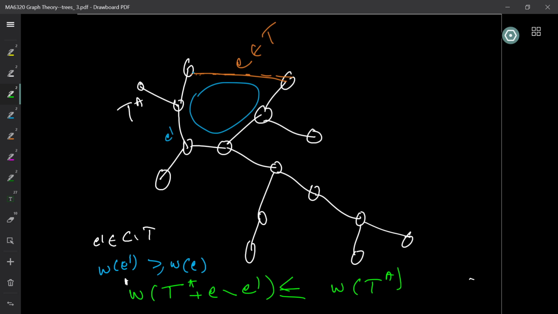So by iterating this, one can show that you will get a sequence of trees, each of them with weight less than or equal to the previous one, and finally it will converge to T itself. So the weight of T will be less than or equal to the weight of T star. So that is the idea.